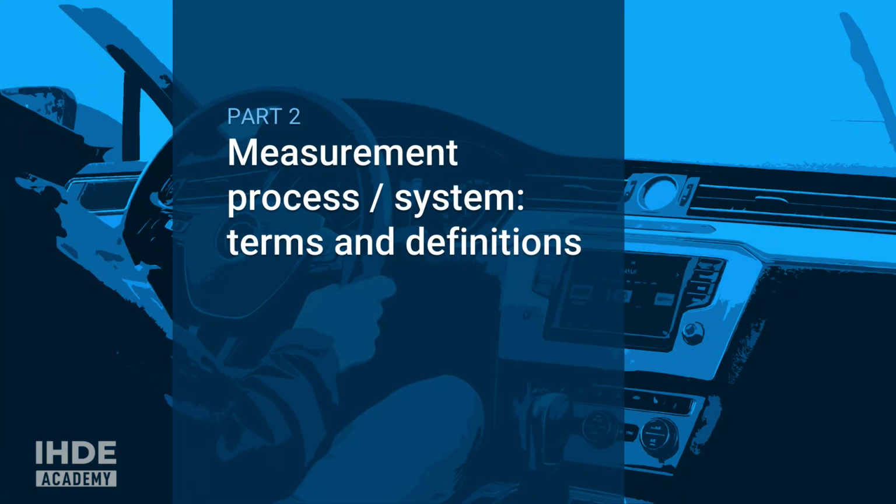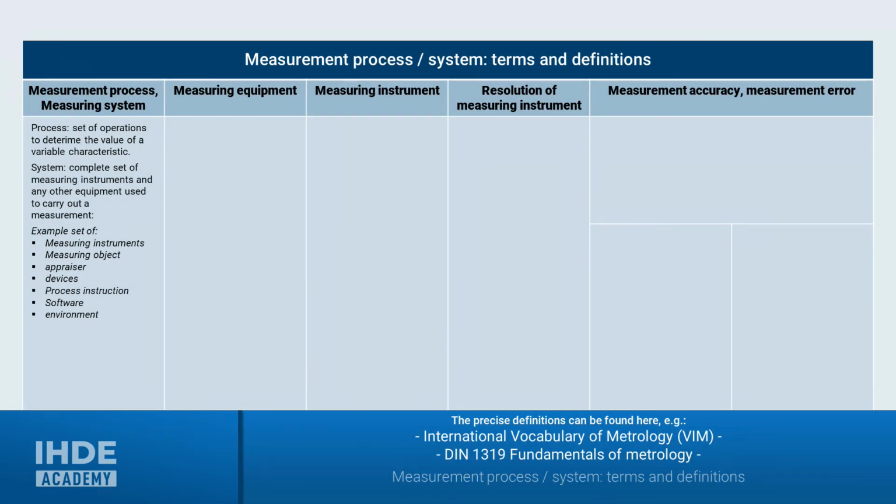Let's now turn to the terms and definitions relating to the measurement process and the measurement system. The measurement process is defined as the set of operations to determine the value of a variable characteristic. The measuring system is the complete set of measuring instruments and any other equipment used to carry out the measurement. For example, measuring instruments, measuring object, appraiser, devices, auxiliary apparatus, process instruction, software, and the environment.